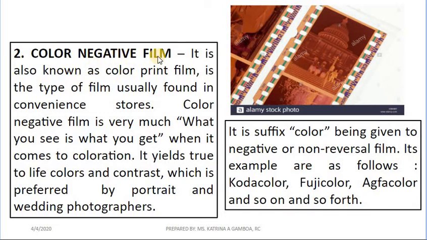Then we also have the color negative film, di ba? It is also known as the color print film. Ayan. It is the type of film usually found in the convenience stores. Color negative film is very much what you see is what you get. Ito na yung kung ano yan. Ayan. Makikita mo talaga na ito parang color red. Dito parang color white, ganyan. It yields true to life colors and contrast, which is preferred by the portrait and wedding photographers. It is suffix color, okay, being given to the negative or non-reversal film. Its examples are Kodak color, Fuji color, Agfa color, and so on and so forth. Again, kapag color negative film, what you see is what you get.